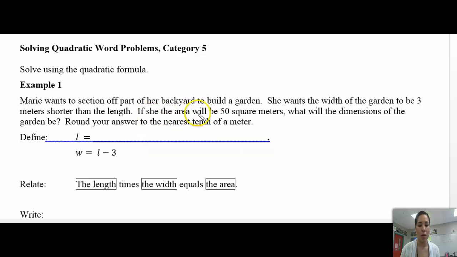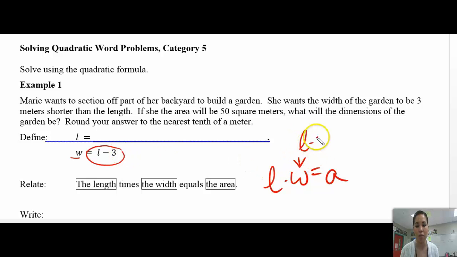She wants the area to be 50 square meters, and what we're trying to find is what are the dimensions. So let's go ahead and write the formula. We know that length times width is the area. Now, because we have two variables, we're going to have to substitute one. Well, we know that the width is L minus 3. So really, instead of this W, I can write L minus 3.